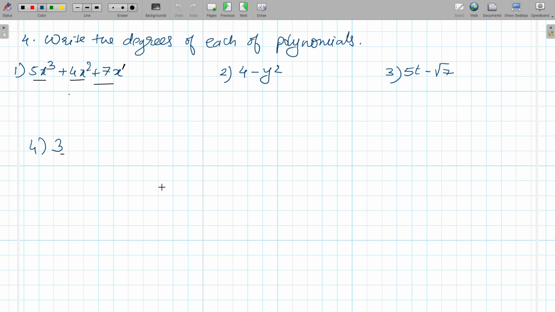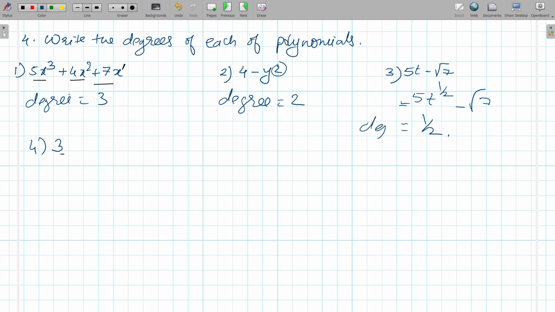Next, now here what it is saying is: write the degree of each of the following polynomials. Very easy. The degree means what? The exponent. So degree is equal to how much? Highest we have to take. Which is the highest here? 3. Now here in this case it's only one variable, and the degree of the variable is what? 2. Right? Here again this can be written as 5 to the 1 by 2 minus root 7. So again degree is what? 1 by 2, right? So degree it is equal to 1 by 2.